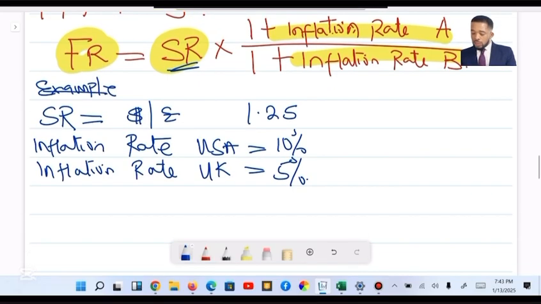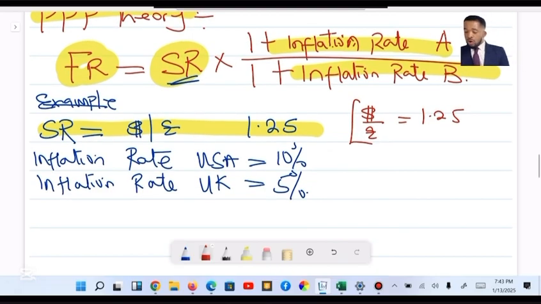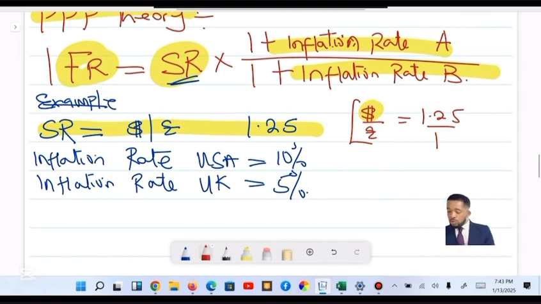Now, what do I need to do? I need to understand this rate. This rate can be rewritten as dollar over pounds equals 1.25. The moment you rewrite it this way, it becomes very, very easy. All I need to do here is to look at the currency that is up. The currency up here is dollar. It simply means that in my purchasing power formula, I will put USA here. The currency that should be up is USA, and the one that should be down is then my UK. And that solves the whole dilemma about which of the countries should be up.